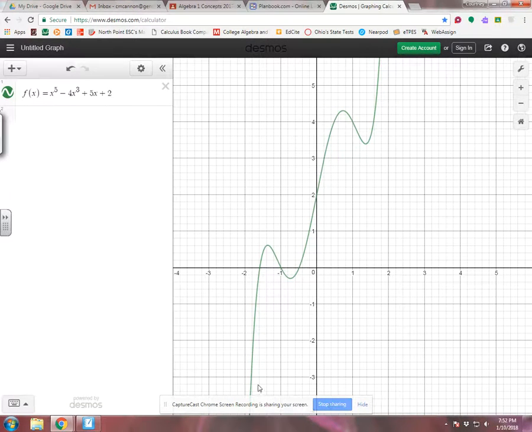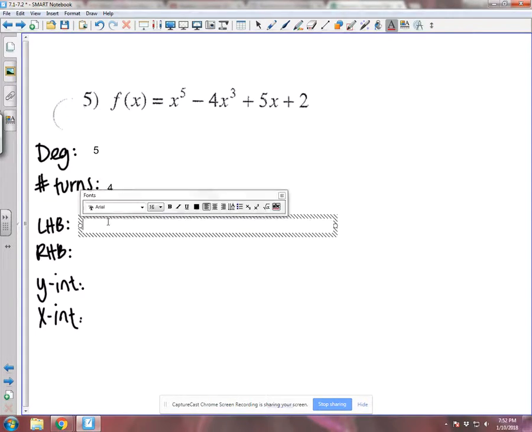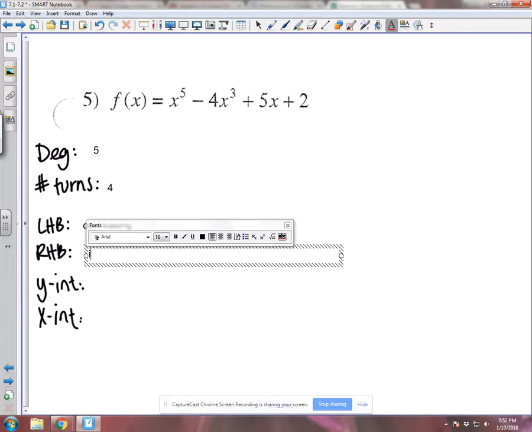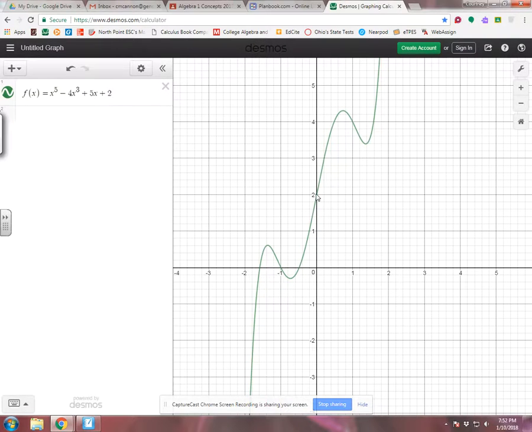All right, so you notice my left-hand behavior. No, actually, let's talk about turns first. We said this thing could turn 4 times. Here's 1 turn. There's 2 turns. There's 3 turns, and there's 4 turns. Okay, left-hand behavior is decreasing. Right-hand behavior is increasing. Okay, next let's look at the y-intercept. Looks like it crosses right there at 0, 2.